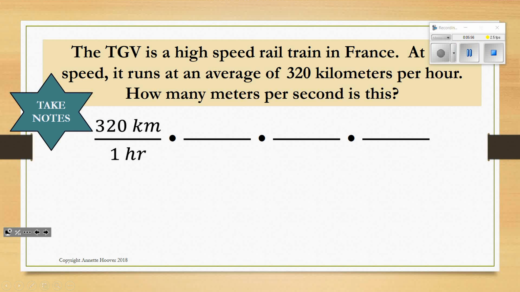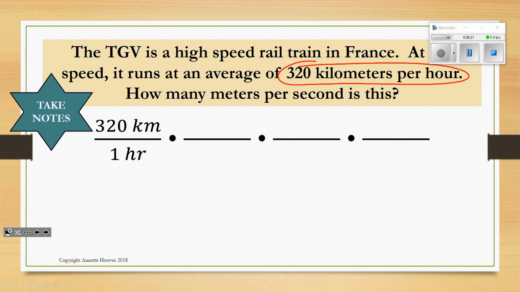The TGV is a high-speed rail train in France. At high speed, it runs an average of 320 kilometers per hour. How many meters per second? So first, we know that we have to set up as a ratio 320 kilometers per hour. So 320 kilometers is on top, 1 hour is on the bottom. We want to convert it to meters per second.